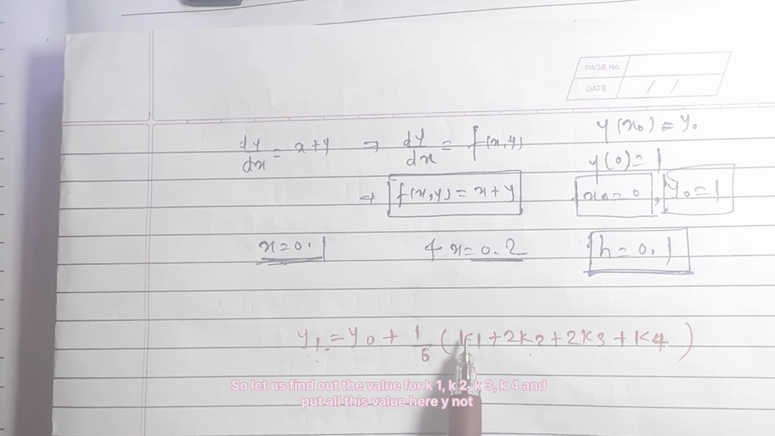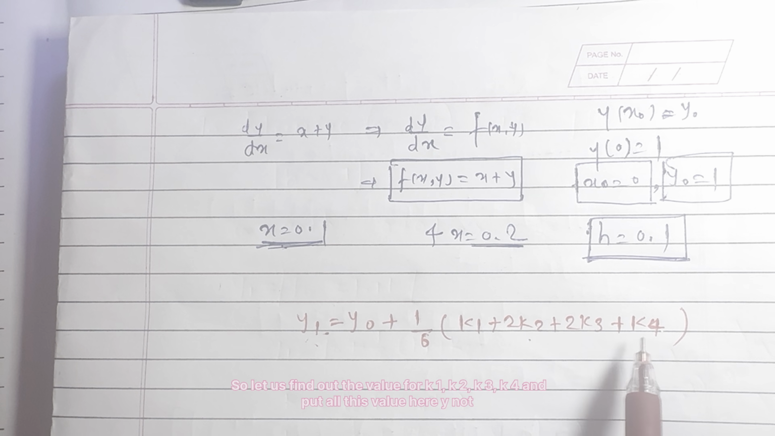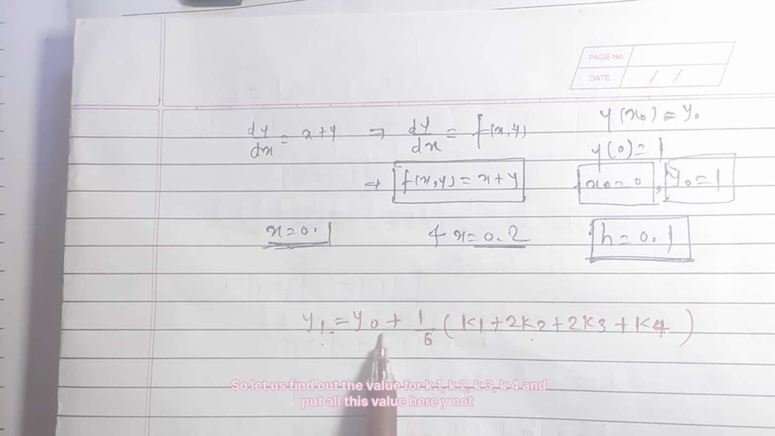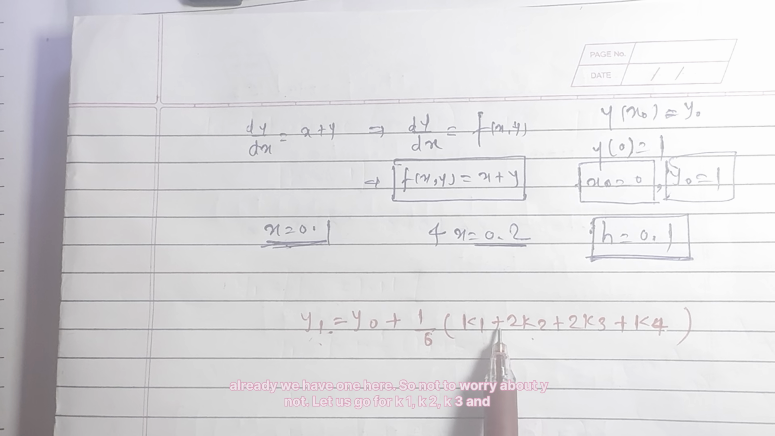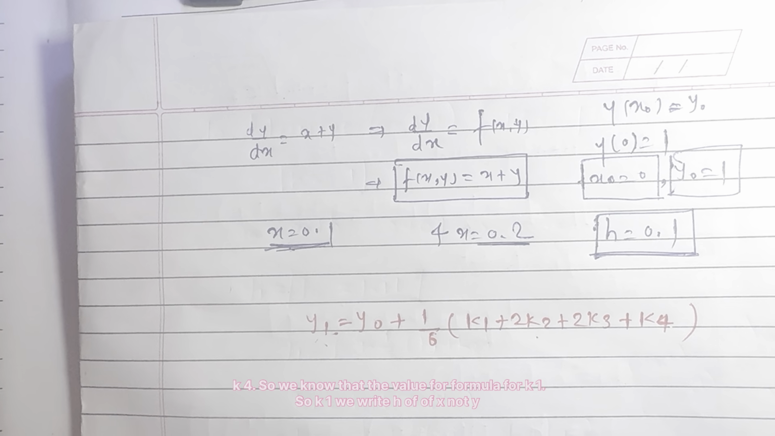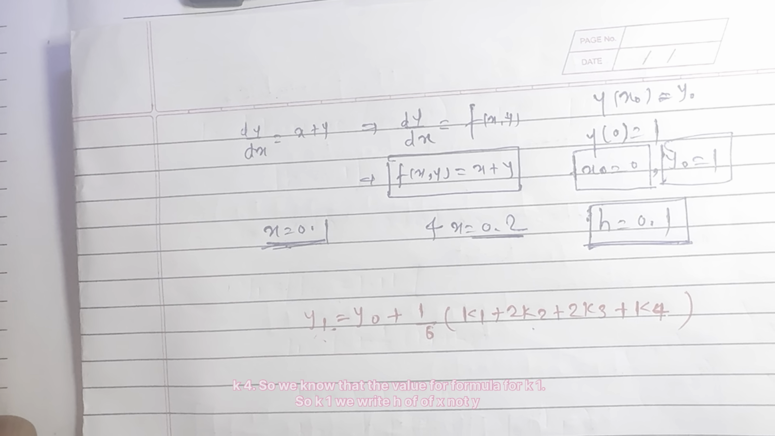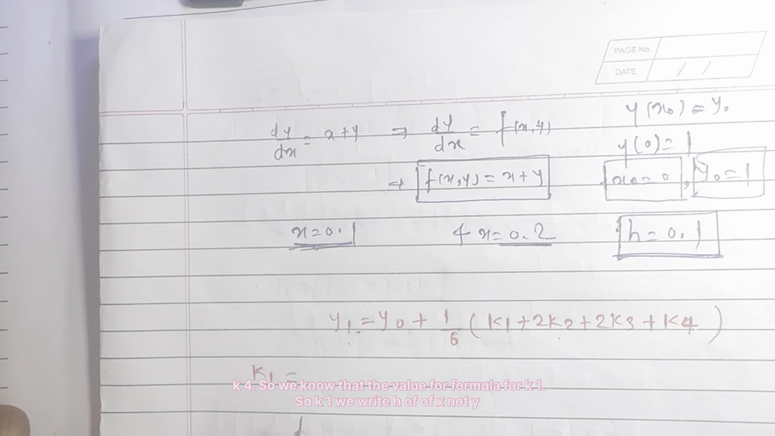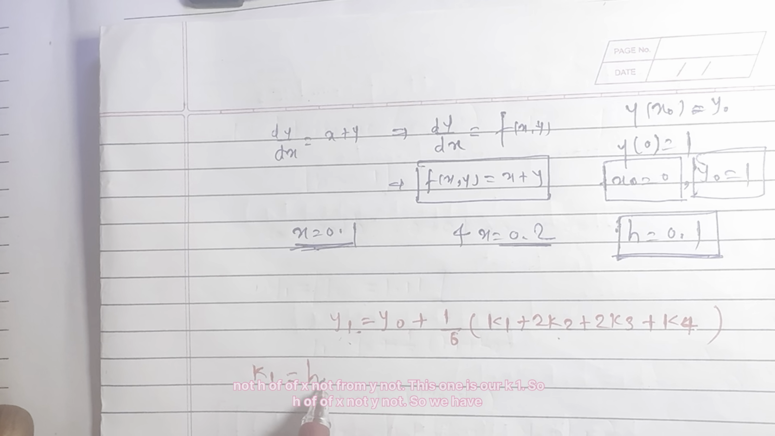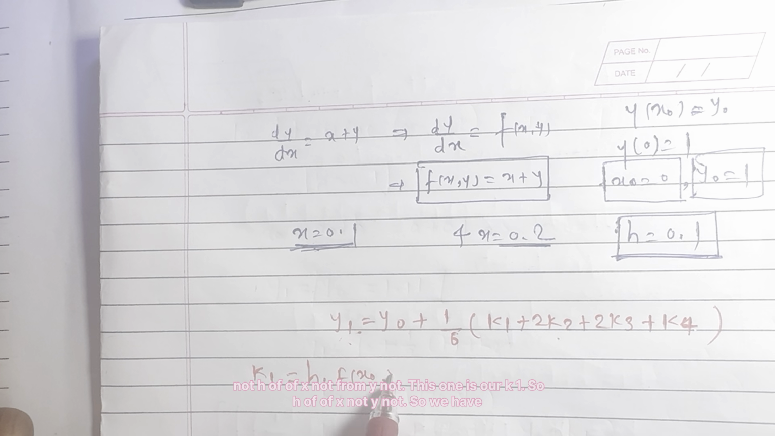So let's find the values for k1, k2, k3, k4 and put them here. We already have y naught as 1, so no need to worry about that. Let's go for k1, k2, k3 and k4. We know the formula for k1: k1 equals h times f of x naught, y naught.